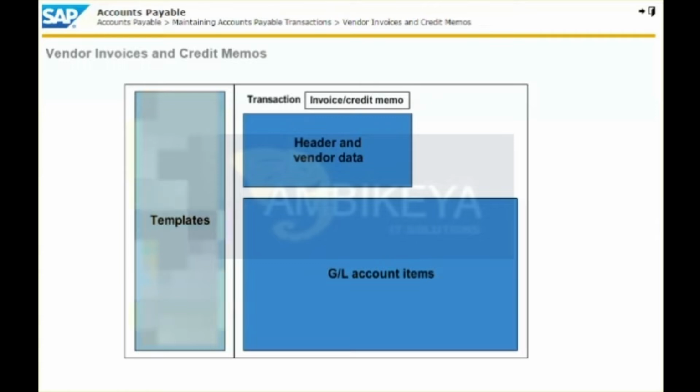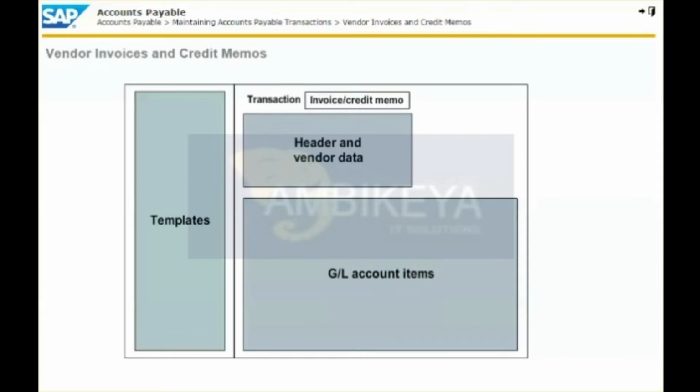Work templates. Here you can select screen variants, account assignment templates, or held documents as references. Header and vendor data. Document header and vendor line item data is entered here. General ledger account items. The general ledger line items for the document are entered here. Information area. The document balance and information about the vendor is displayed here.